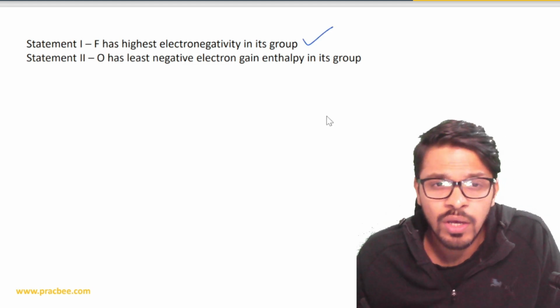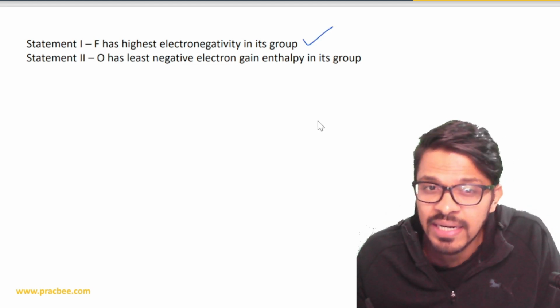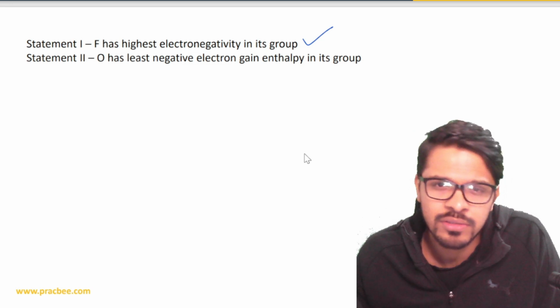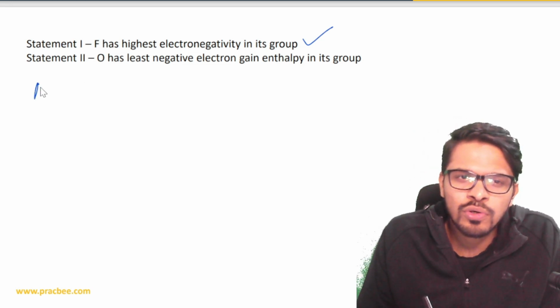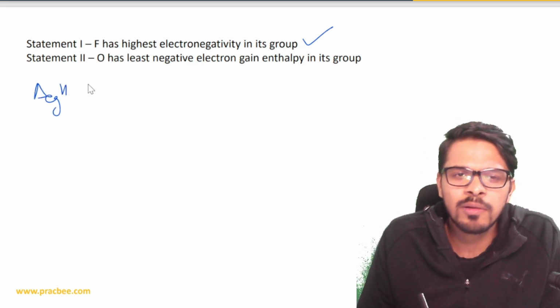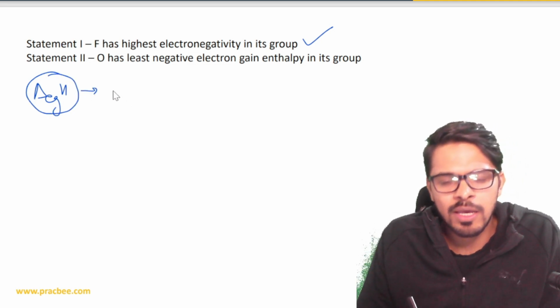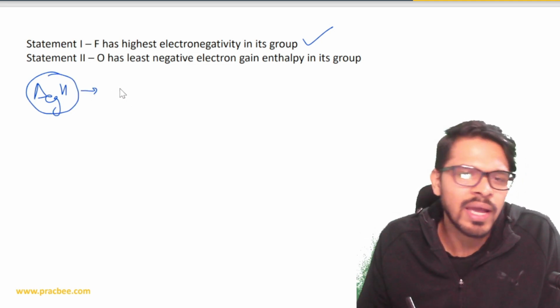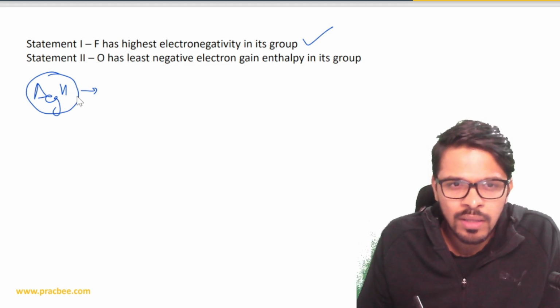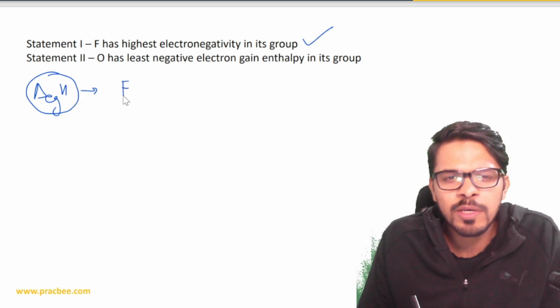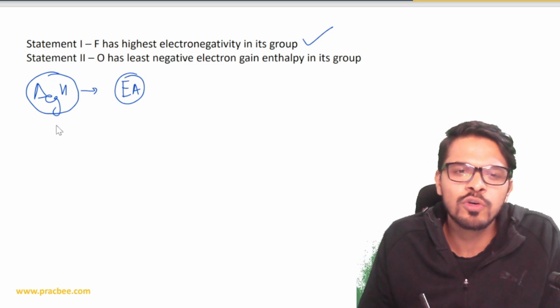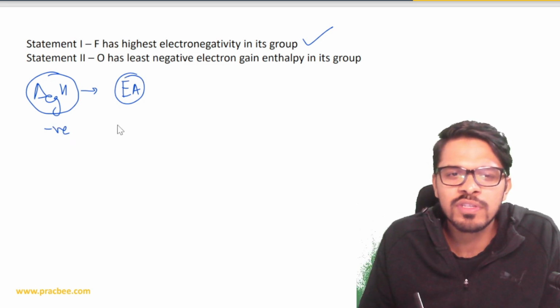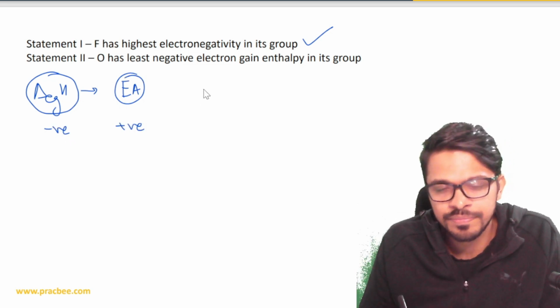Next question is, fluorine has the highest electronegativity in its group. That is correct. Oxygen has the least negative electron gain enthalpy in its group. Electron gain enthalpy is the energy absorbed or released during the addition of an electron. But usually it is confusing, so we replace it by electron affinity. I hope you know they are opposite in sign. If this is negative, this is positive.